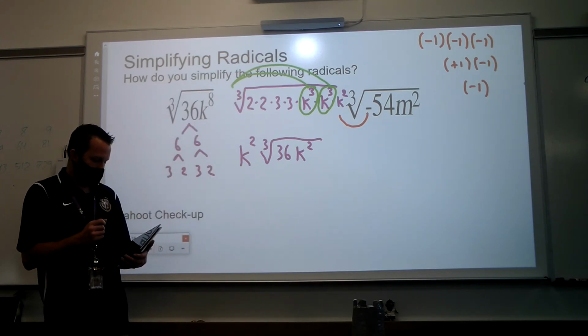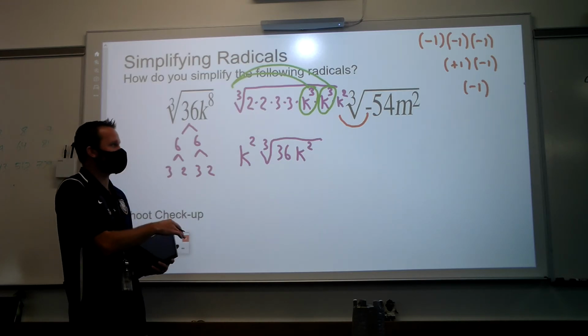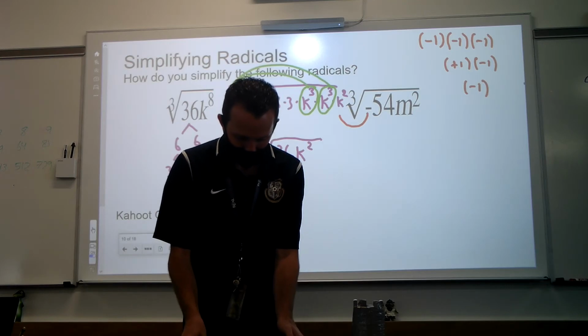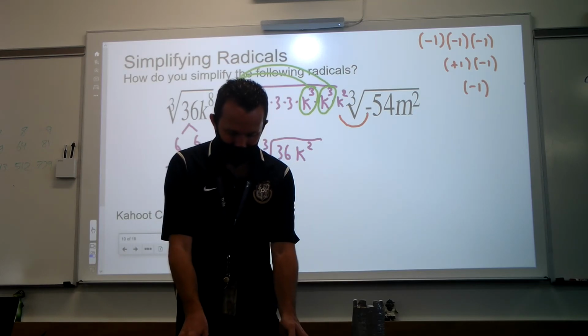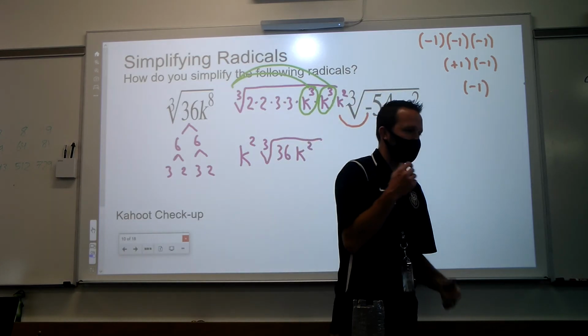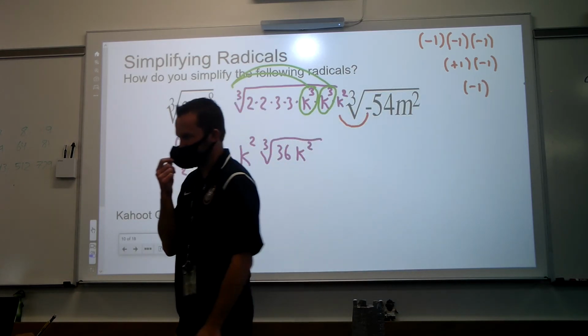Now, we're still going to break down the rest. I'm going to let you guys do that for a second. I thought that negative might mess you up. So just ignore the negative for now. What I want you to do is break down the 54, break down the m squared, look for groups of 3, and see if you can simplify this, okay?